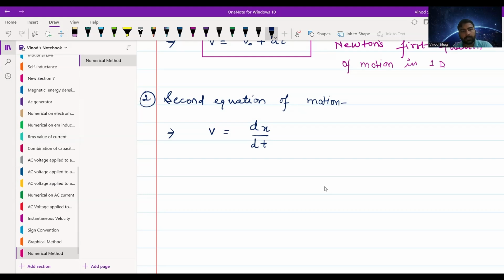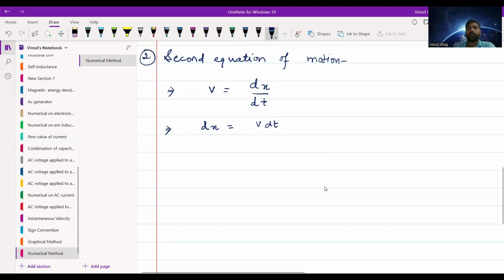So now here also we have to rearrange the equation. So we will get dx equals v times dt. Fine. And since we know that here velocity is not constant, velocity is changing with time. The constant thing is acceleration. So velocity, since from equation 1, v equals v naught plus at, we have to put this in the above equation. So finally we will get dx equals v naught plus at times dt.